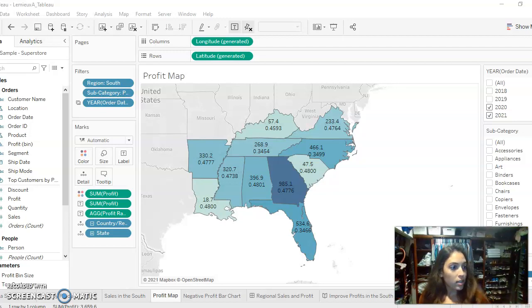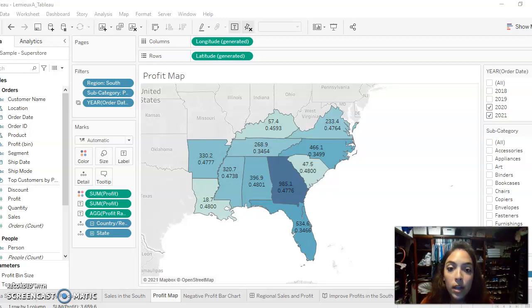Yeah, so let's start with our first worksheet. As you see right here, this is the profit map of the South region. I chose paper, quite frankly, because I am an Office fan, if you've ever seen that show. So I was just really curious about how paper did. Why not? It was an option.